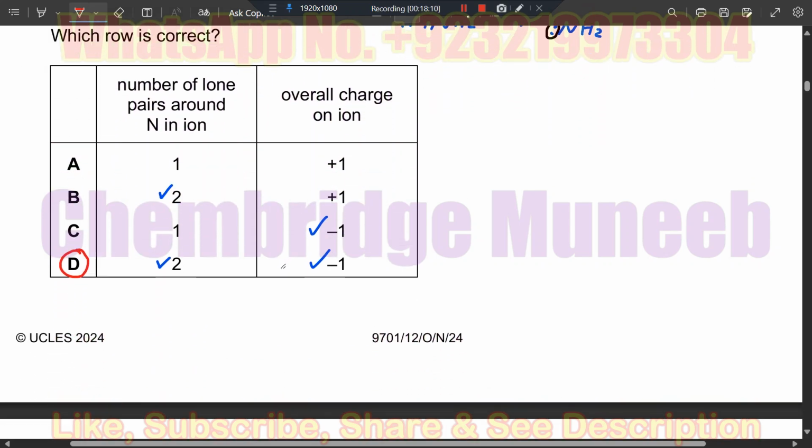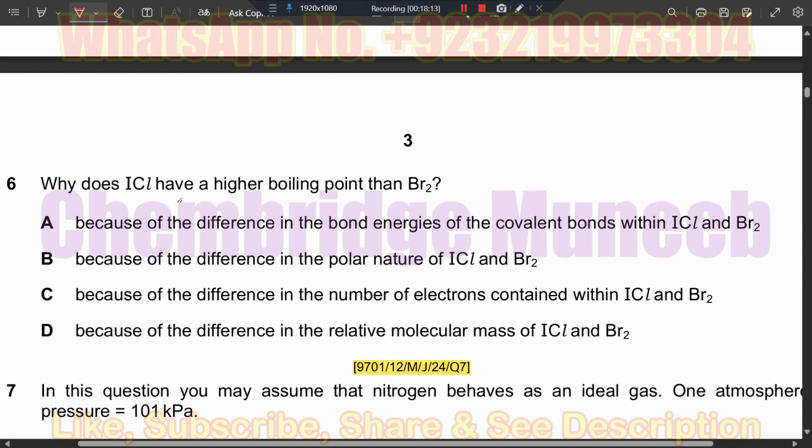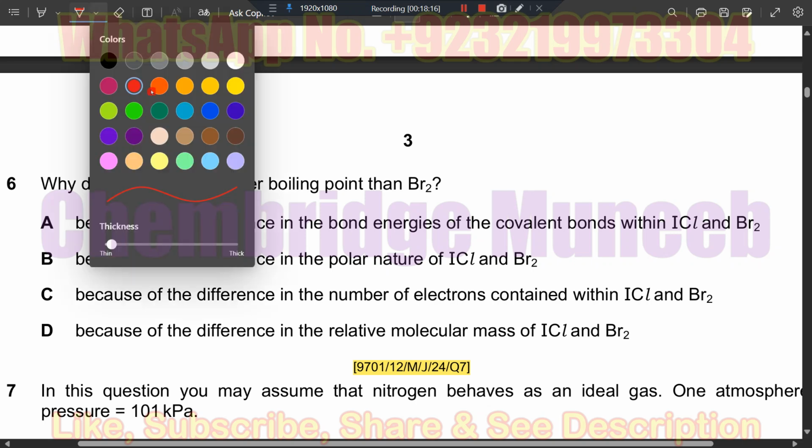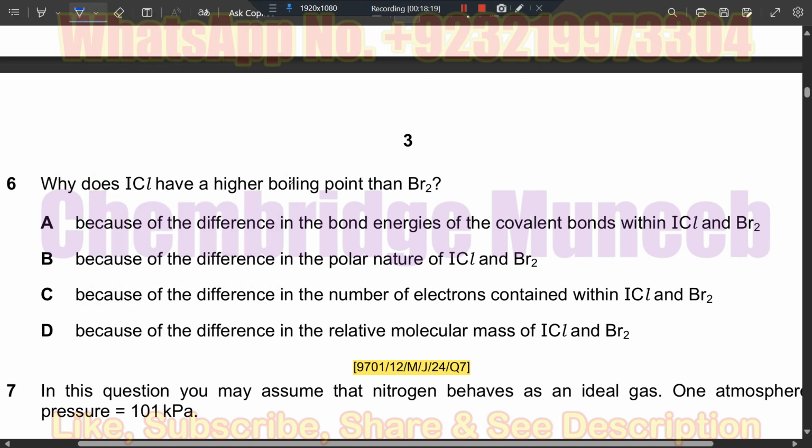Now the next question, number 6. Why does ICl have a higher boiling point than Br2? So we have to consider the presence of the intermolecular forces to account for the higher boiling point. Now the first option says it is because of the bond energies of the covalent bonds in ICl and Br2. No, covalent bonds have nothing to do with the boiling point, since boiling point is related to the intermolecular forces. So there is no connection of covalent bond with the boiling point.